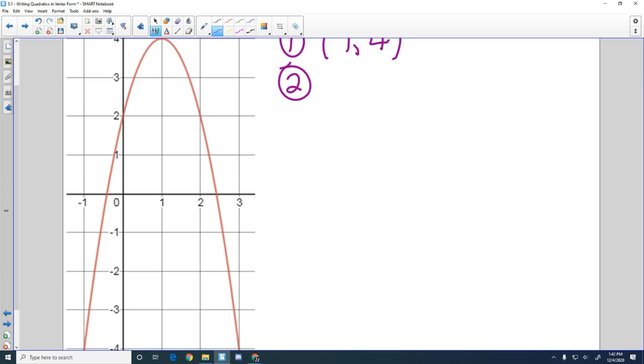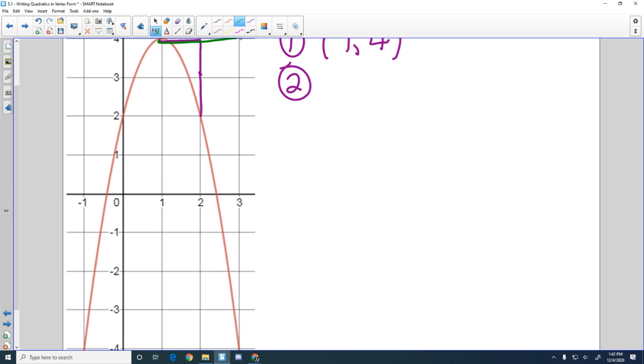Normally, when you move right 1, we should move down how far? 1. Remember, square 1, right? Normally it's right 1, down 1. It's not. It's right 1, down 2. So how many times bigger is it than what it's supposed to be? 2.